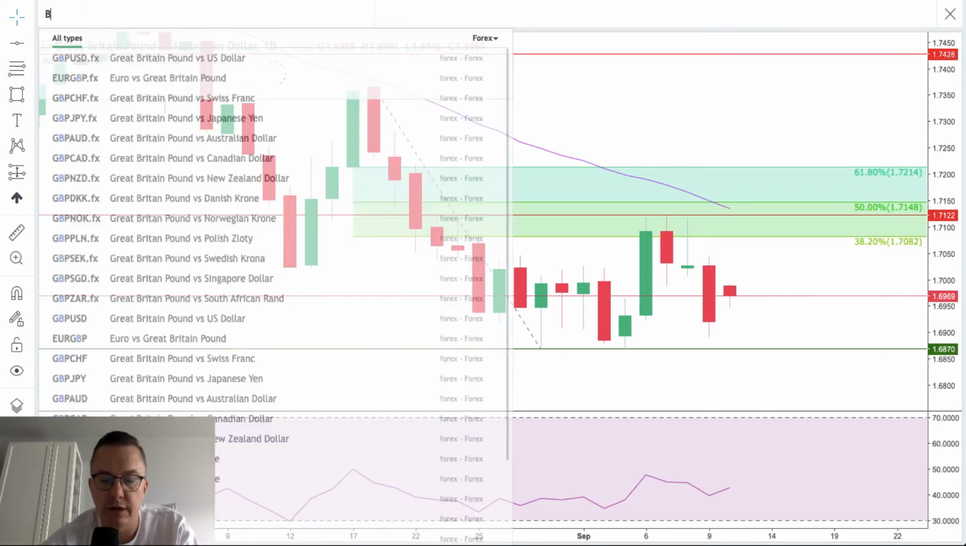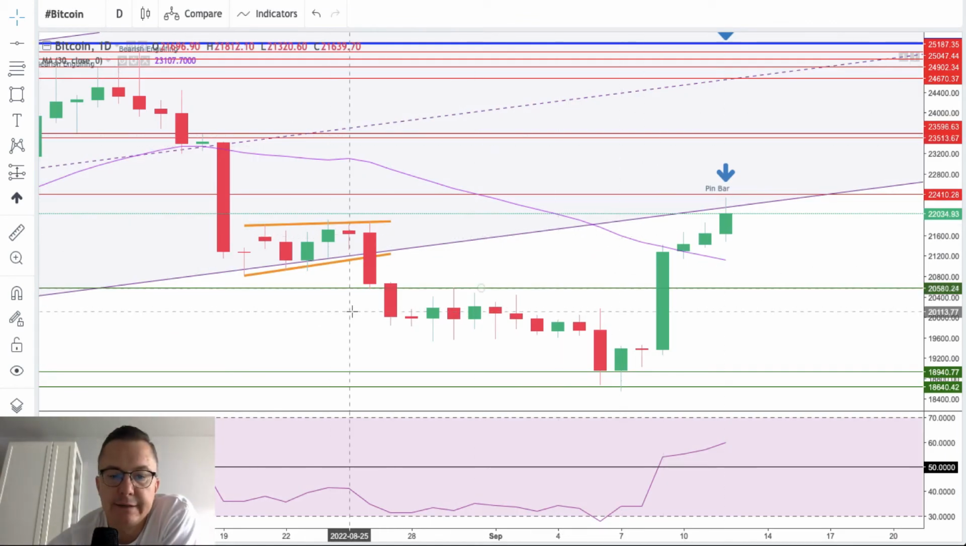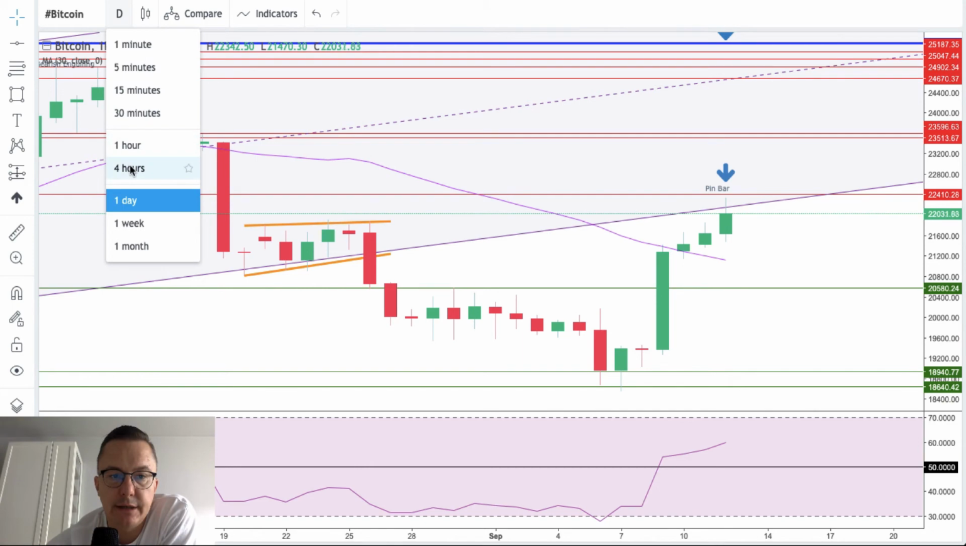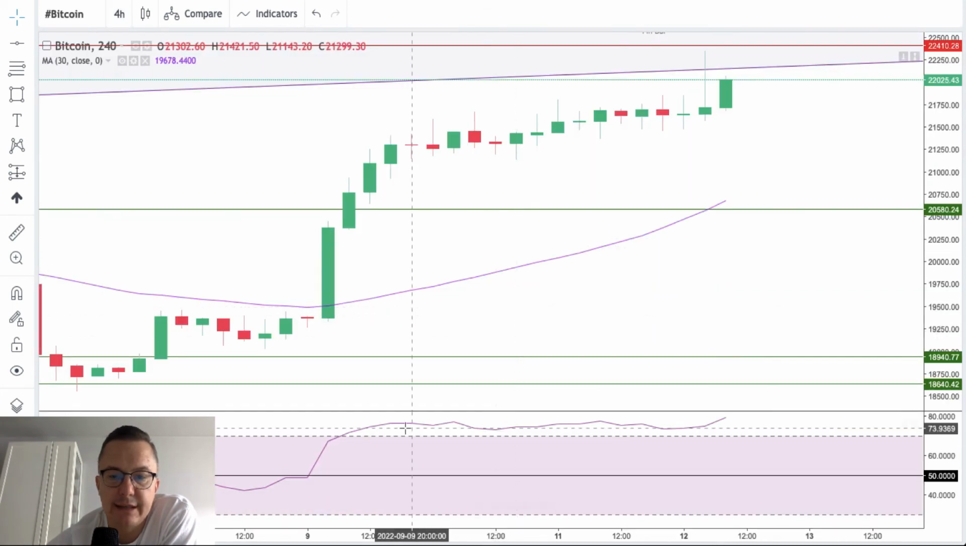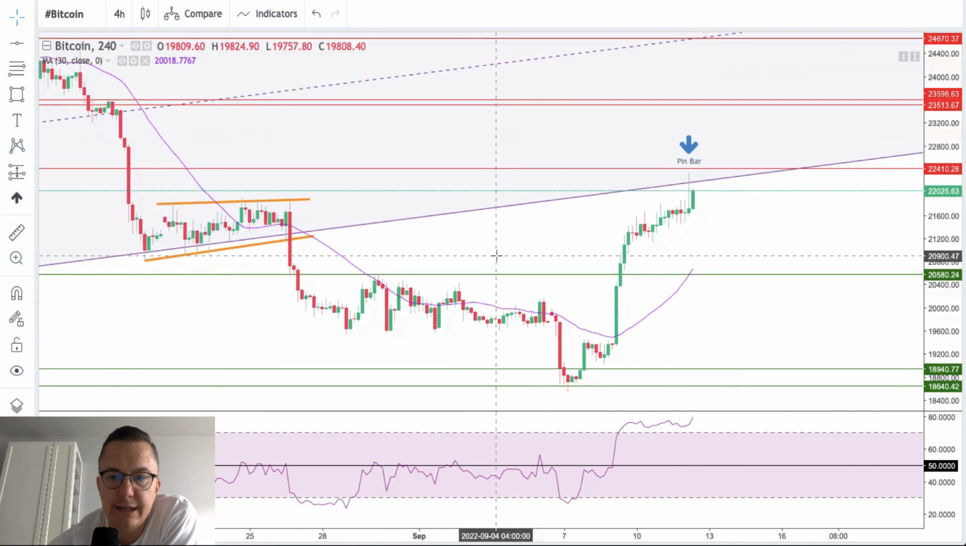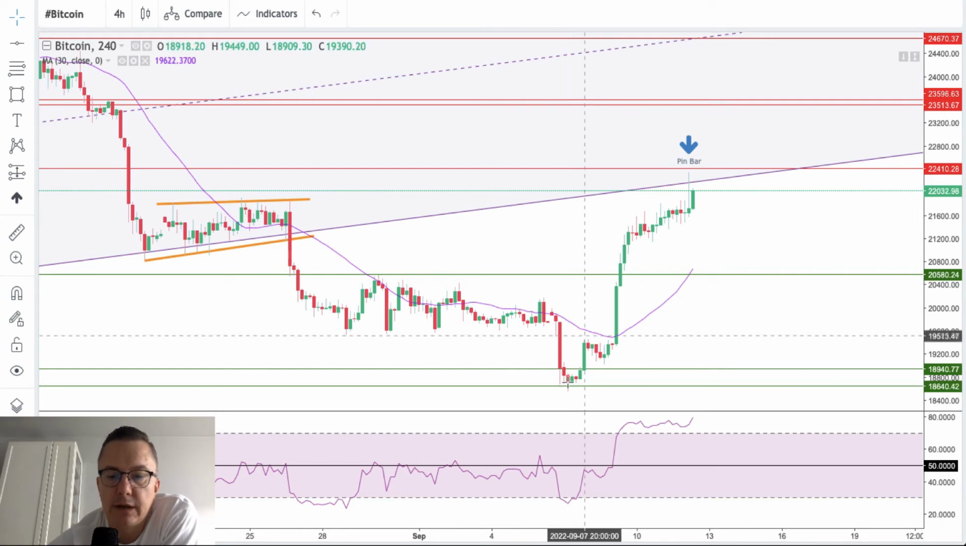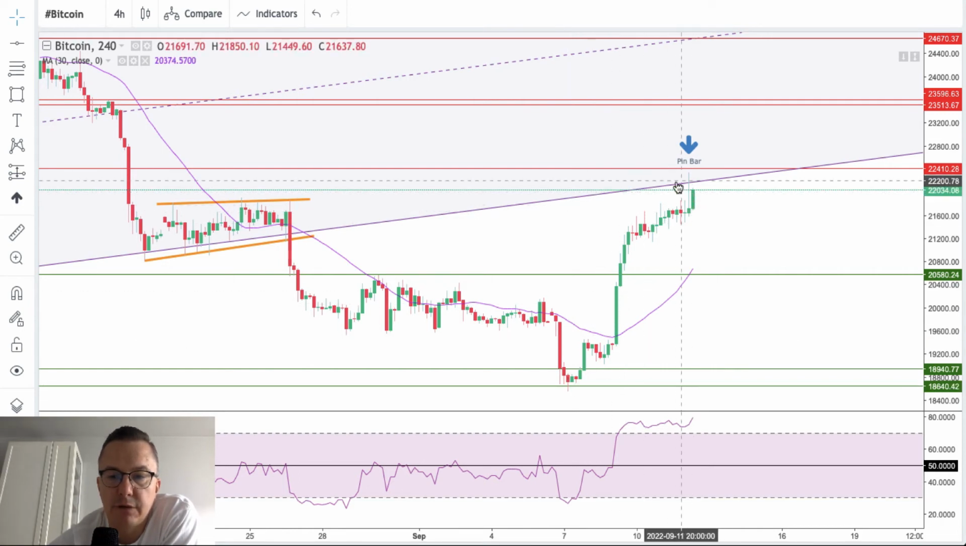Let's find out at the end what was happening on the cryptocurrency market recently. Let me just do my chart. We can see clearly that the market was rallying very nicely after making a low at 18,553 dollars. Very nice rebound towards the lower channel line, and the pin bar was made here.